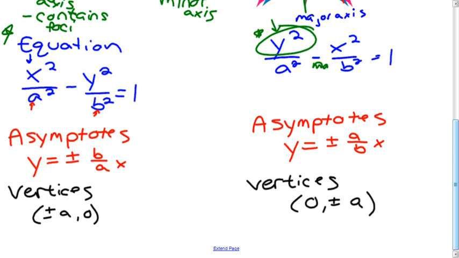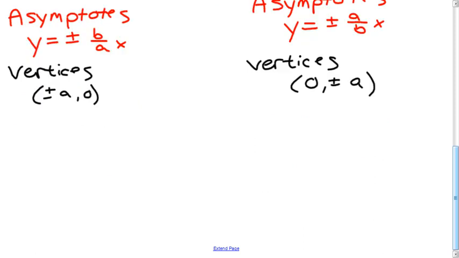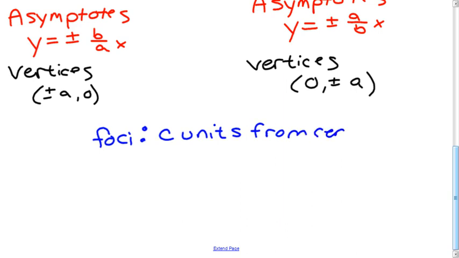We will be able to also find our foci, just like you did with the ellipses. When we're finding our foci, it works the same way for both of them. Remember, it's on your major axis, your transverse axis. C is the number of units from your center. So you're going to have to figure out where your center is. Right now, we're just doing centers at 0, 0.